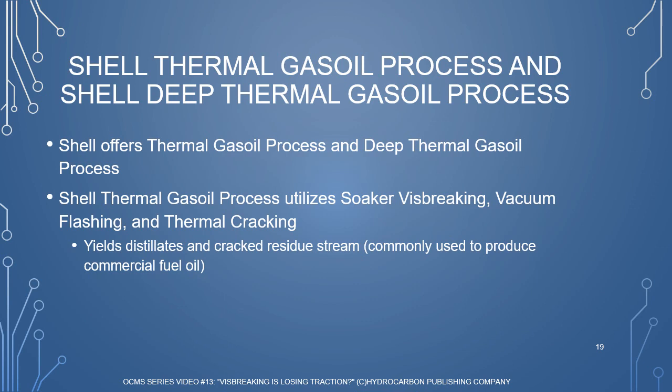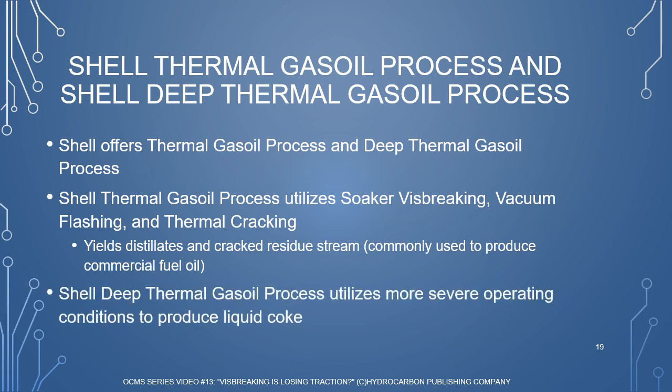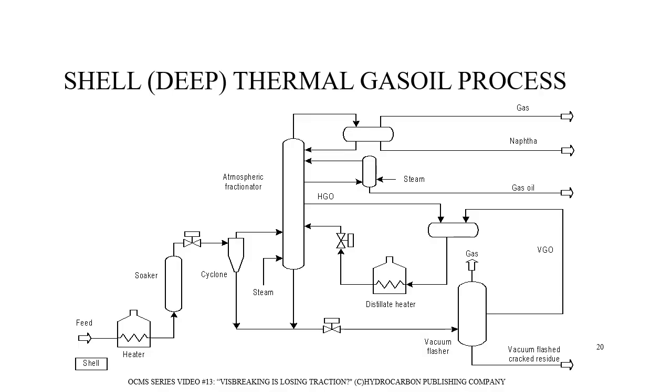The Shell Deep Thermal Gas Oil process uses more severe operating conditions to produce liquid coke. This process is said to have conversion levels of 50 to 60%. This process diagram depicts the Shell Deep Thermal Gas Oil process.